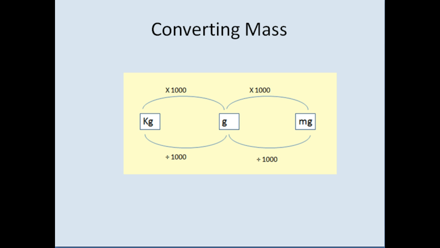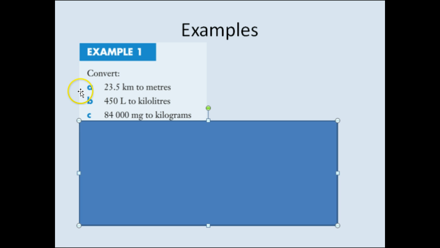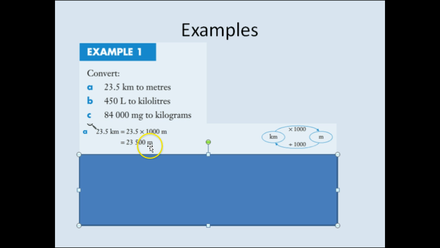Let's have a look at some examples. Question A. I want to convert 23.5 kilometers to meters. So how many meters is in 23.5 kilometers? Well, one way of looking at that, I'm going from kilometers to meters, so I need to times by 1000, and we can see here they've done 23.5 times 1000 gives me 23,500 meters. So again, this little sort of leapfrog system is quite handy to visualize what we're doing.